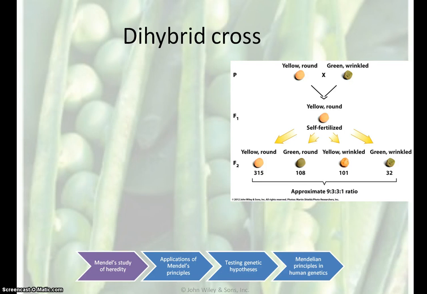Welcome back to Chapter 3, Genetics. We're picking up where we left off from Chapter 1. We talked about Mendel and his monohybrid crosses, and now we're going to continue with dihybrid crosses.